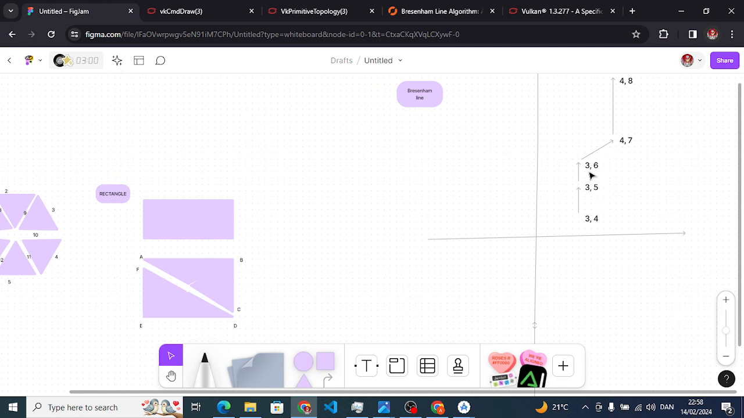It goes up 2 times, then it takes a horizontal, it takes a diagonal, then it goes up once more again.